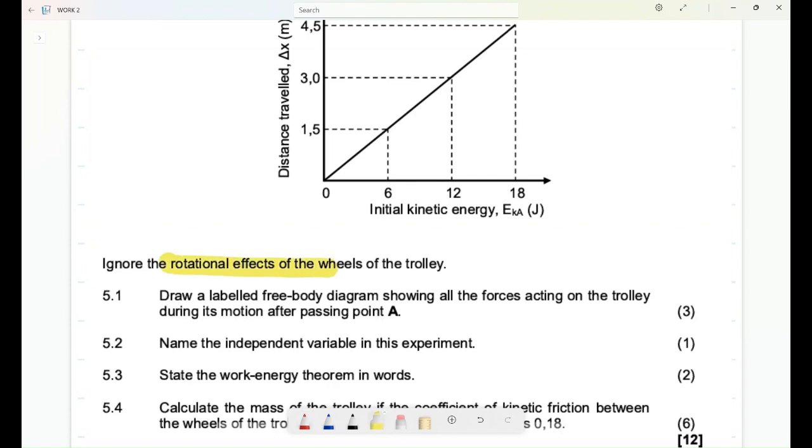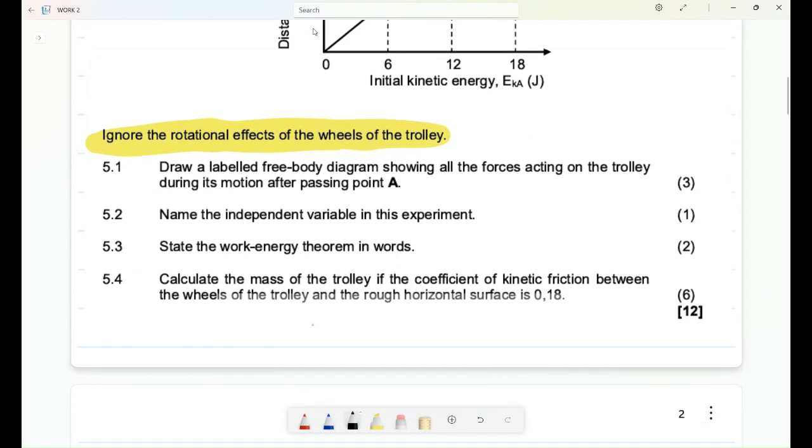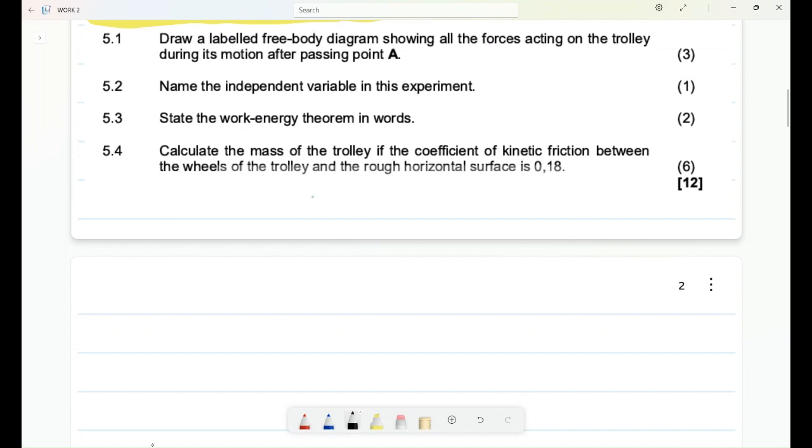Ignore the rotational effects of the wheel. So basically, never mind the statement. We are trying to say ignore other frictions except for the friction that you are given. So 5.1 says to us, draw a labeled free body diagram showing all forces acting on the trolley during its motion after passing point A. After passing point A, this is very important.